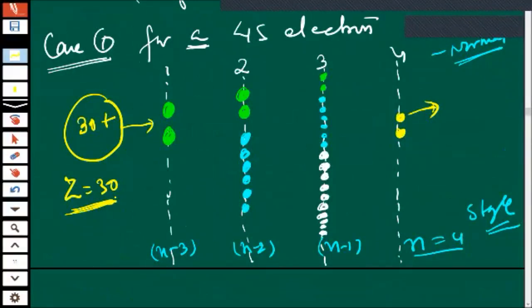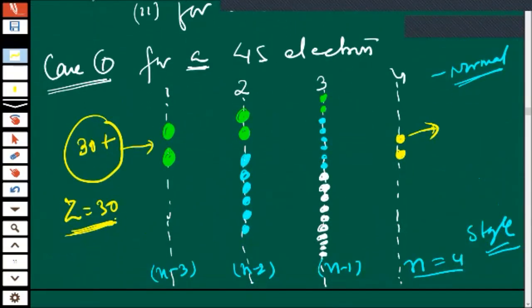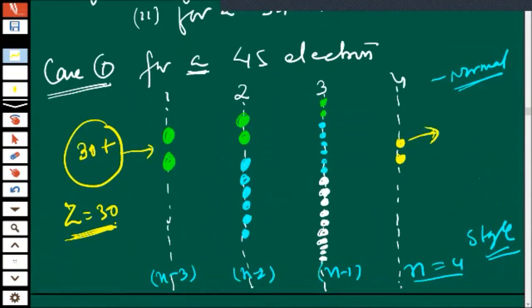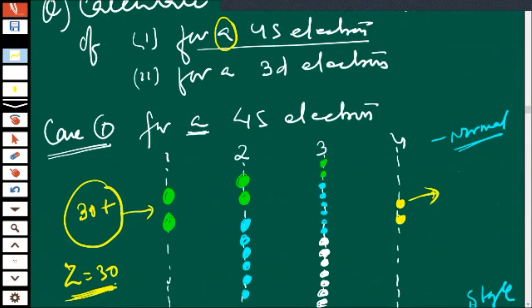According to the question, they told us one electron. We will protect only 1 electron. If they tell 2 electrons, then we will protect 2 electrons. Did you understand?